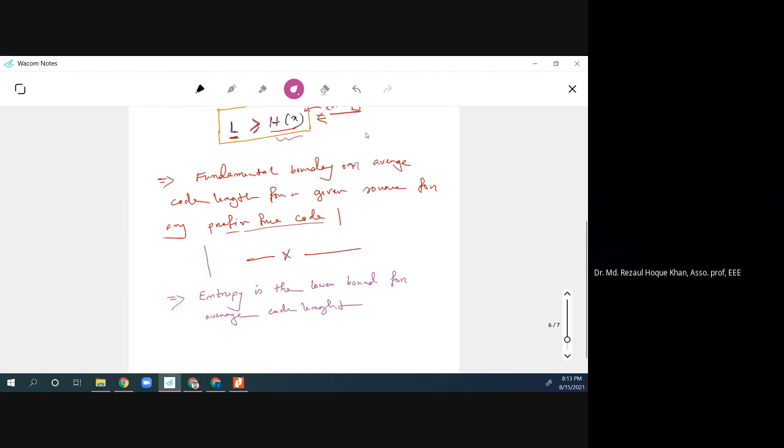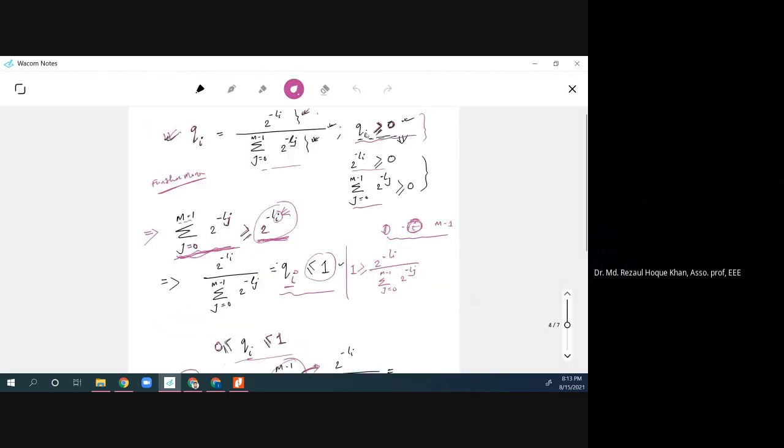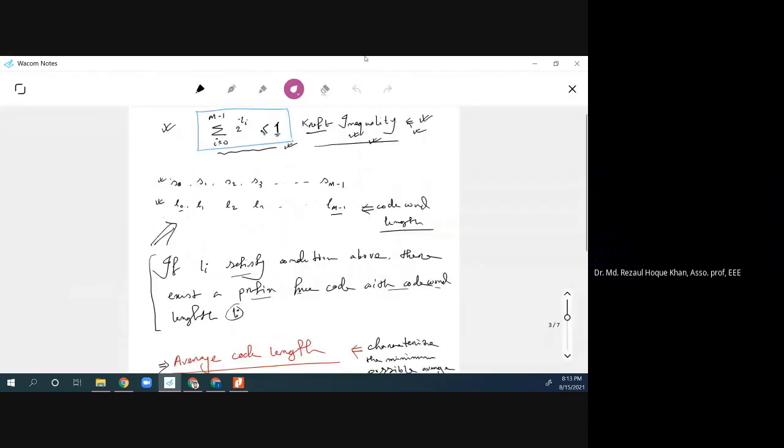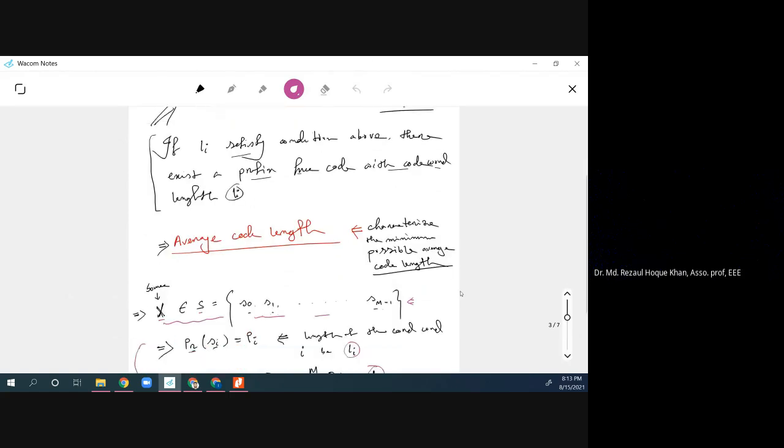Whatever it means, it also means we have a fundamental boundary which we were looking for so far for this average code length, because we want to characterize the minimum possible average code length. How do we find it? If we know the lowest boundary, actually this is related to the entropy. Okay, for what? For prefix-free codes. Okay, so we will end up here.